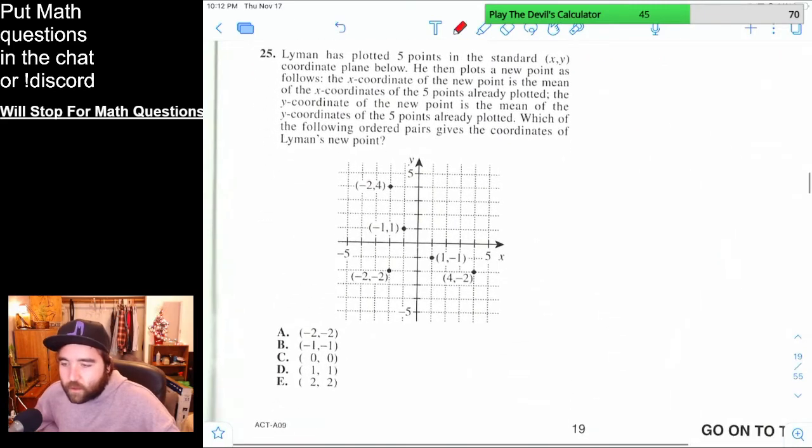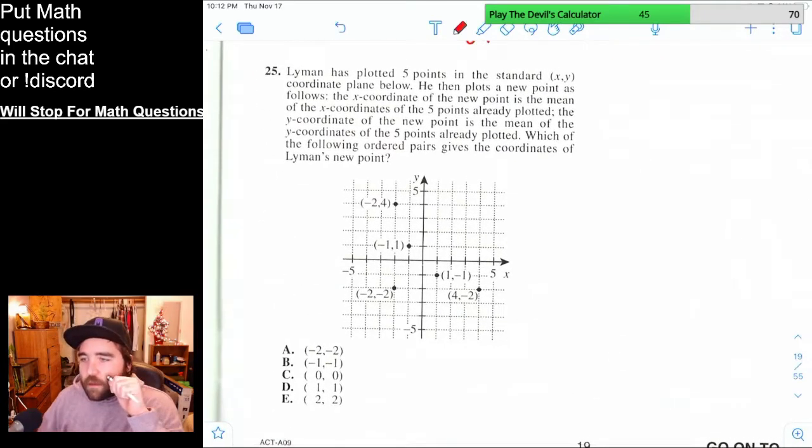Beautiful. We got 5 more for today. Lehman has plotted 5 points in the standard coordinate plane below. He then plots a new point as follows. The x-coordinate of the new point is the mean of the x-coordinates of the 5 points already plotted, and the y-coordinate is the mean of the y-coordinates. Oh, so it's just the average of all these. It's like the midpoint of all of these. Which of the following ordered pairs gives the coordinates of Lehman's new point?